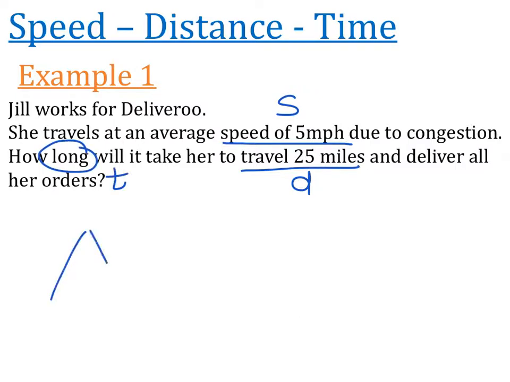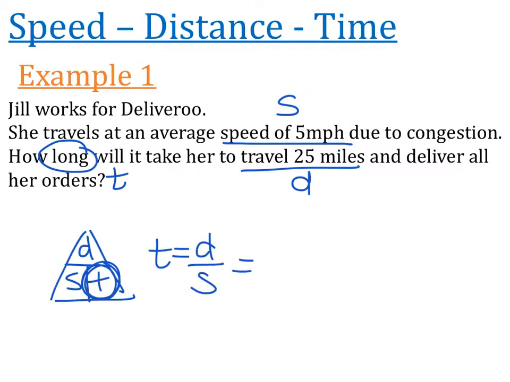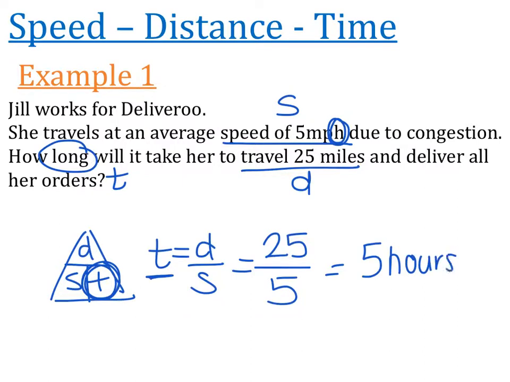All right, so we draw our triangle. Speed, distance, time. We want to find time, so time is going to be equal to distance divided by speed. The distance is 25 and the speed is 5. 25 divided by 5 is 5. We're interested in time. The time here is in hours, so 5 hours. You can just write an H. You can write the whole word either way. There you go.